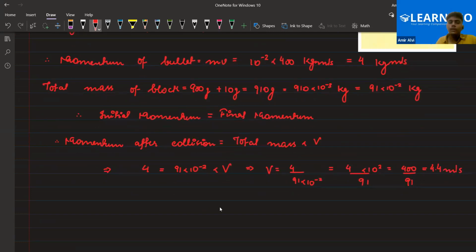So this is the velocity after the collision that the block will acquire when the bullet hits the block. Is this clear to all of you? Yes, sir. Does anybody have any doubt so far? Please say yes or no. No, sir.